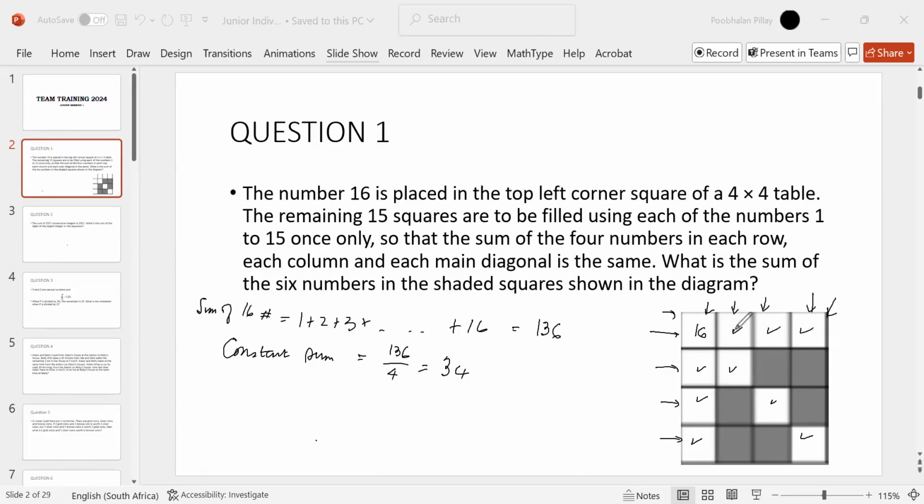So we know those 3 add up to 18, those 3 add up to 18, those 3 add up to 18. So the ticks together with 16 add up to, we'll call it the sum of the white squares, 16 plus 18 plus 18 plus 18. That's the sum of the white squares, and that gives you 70.